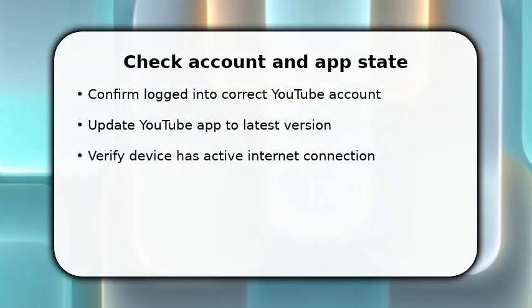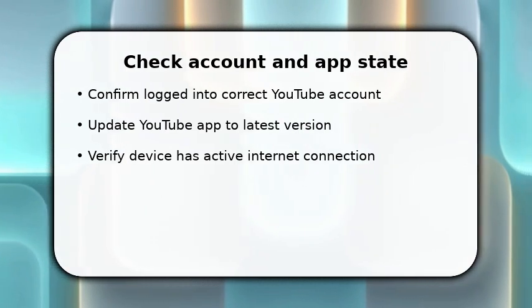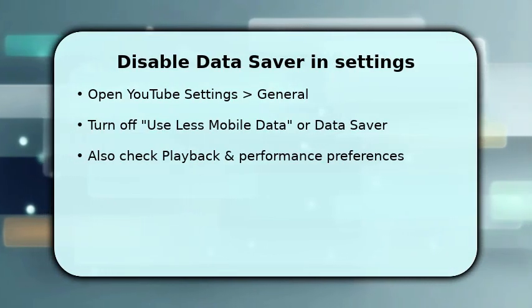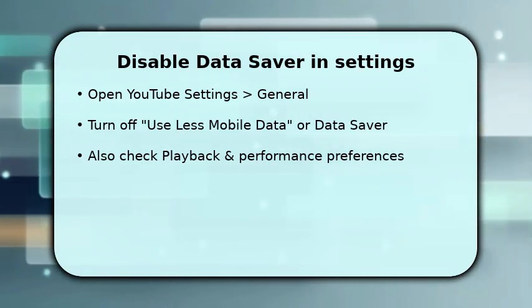Now go to Settings and select General. This is where YouTube hides the Data Saver toggle labeled Use Less Mobile Data. Tap to disable it and observe the explanation so you know why playback quality will increase.